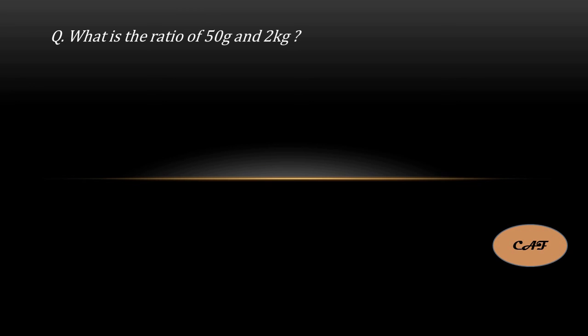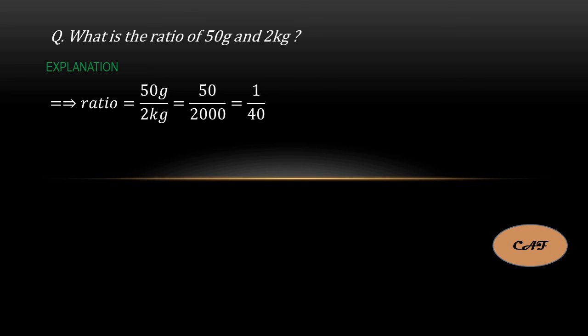Next question, what is the ratio of 50 grams and 2 kgs? So here we have to convert either into grams or into kgs. Both should be in the same unit. Okay, so 50 grams is to 2 kg, so I am converting kgs into grams, so 50 by 2000 is equal to 1 by 40. So the ratio whatever they are asking is 1:40. If the question paper is easy, they will give like this, otherwise they will give the previous questions whatever there. Okay.